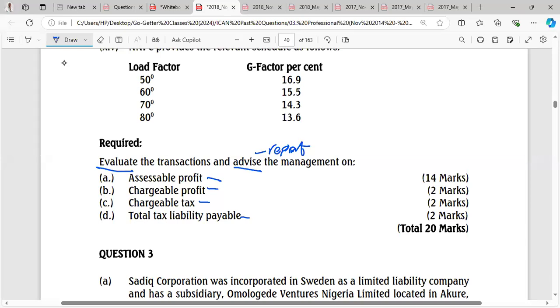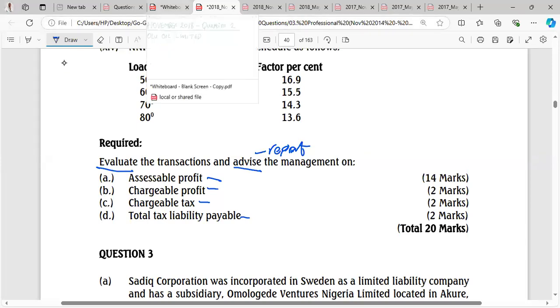Then you will leave it, then you go to page 2 and you start your workings, which is like your appendix. Now this appendix is what will be referred to. So when you are looking at assessable profit, you put the final figure there, and you will say, see appendix 1. Chargeable profit, you put the figure in your report, see appendix 2. Chargeable tax, put the figure, see appendix 3. Total tax liability, you put the figure, see appendix 4. Something like that. Okay, so now let's get right into business and let's do it.